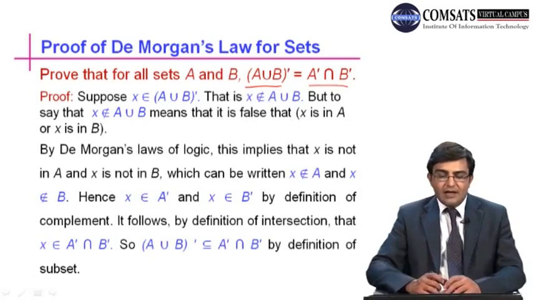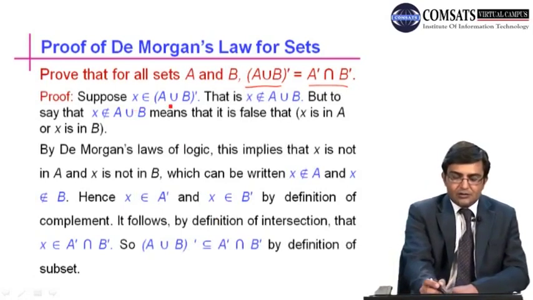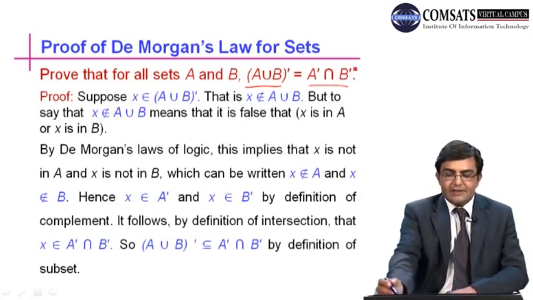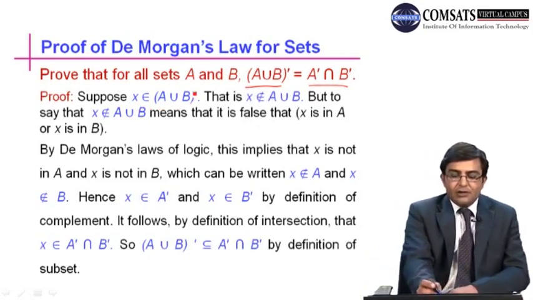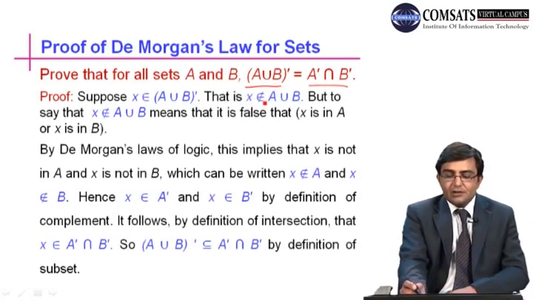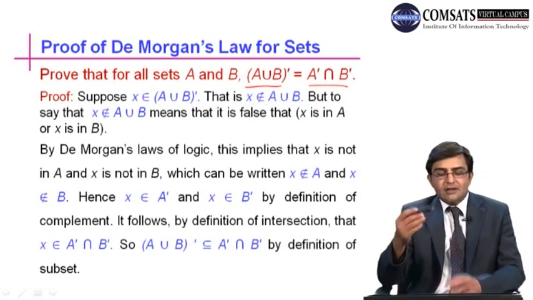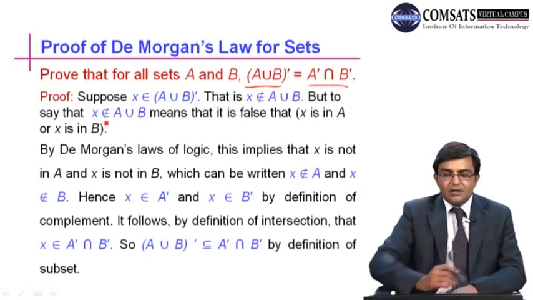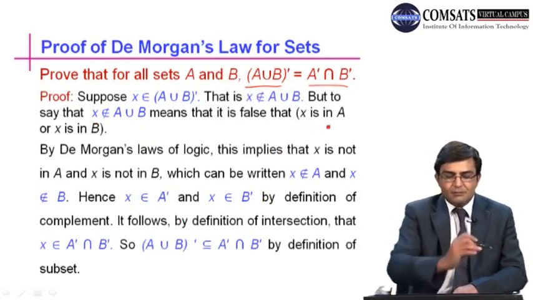We choose an arbitrary element of the left hand side. X belongs to A union B whole complement, and then we prove that this X also belongs to this right hand side. So if X belongs to A union B whole complement, this means that X doesn't belong to A union B. But to belong to A union B means that it is false that X is in A or X is in B.